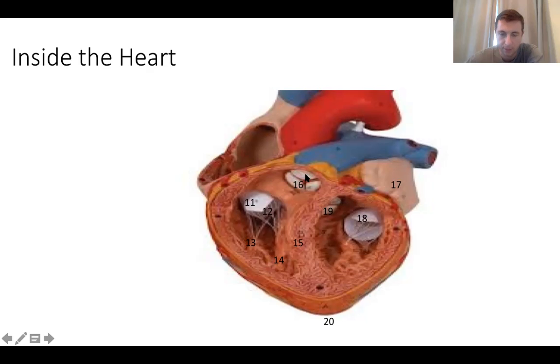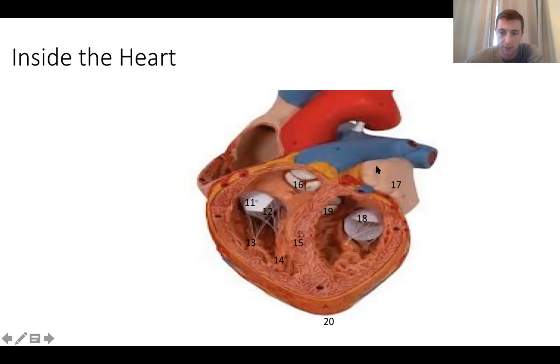Pulmonary semilunar valve, and once it goes through there, it goes through the pulmonary trunk. Once the oxygenated blood comes back, this is the right atrium. This portion here is the auricle of the left atrium. So the oxygenated blood comes back into the left atrium.